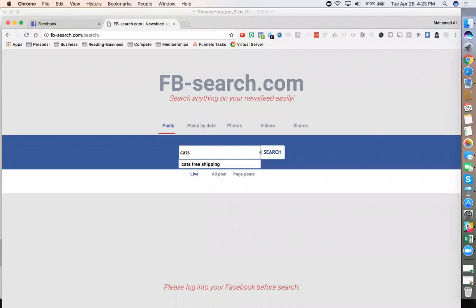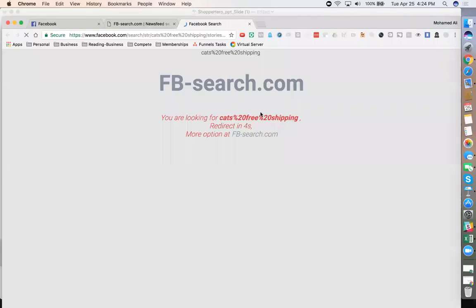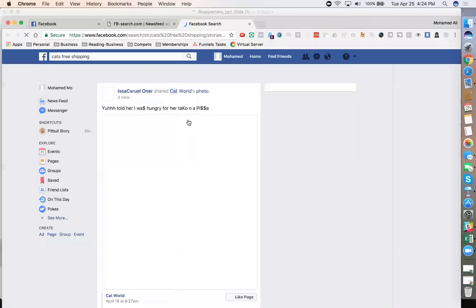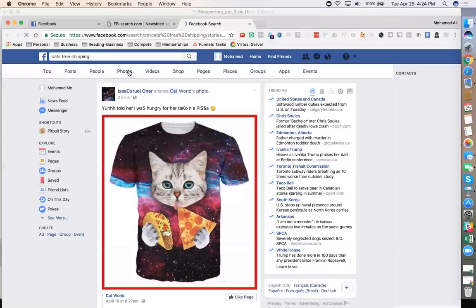So what we're going to do now is spy on these ads and actually make them useful in our lives. Facebook search is a search engine that will go to Facebook and look for all the ads that include the words cats and free shipping. Let me show you an example. So now it's looking for all the posts with cats and free shipping.